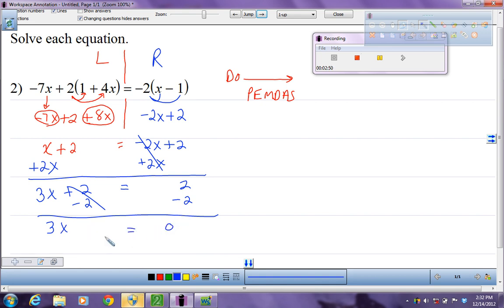So now I'm going to divide by the 3. You can see here that you ended up with x equals 0 divided by 3. So that means x equals 0. Because 0 divided by anything is 0, except when the bottom number is 0. Otherwise, it'll be okay.